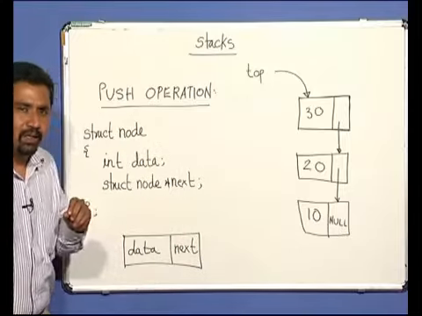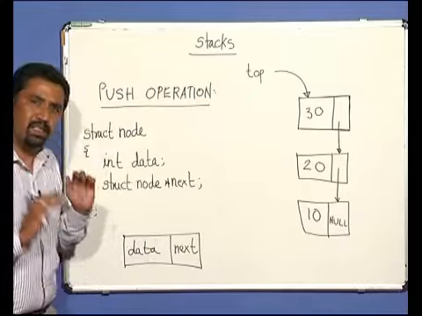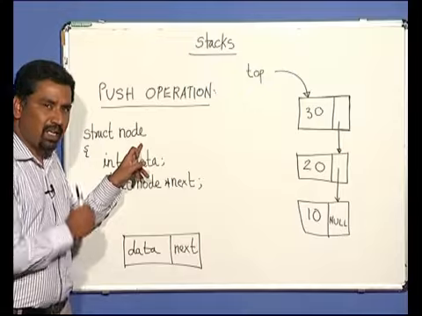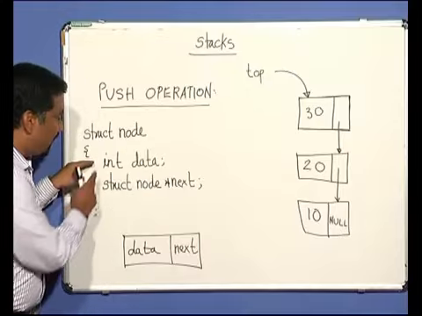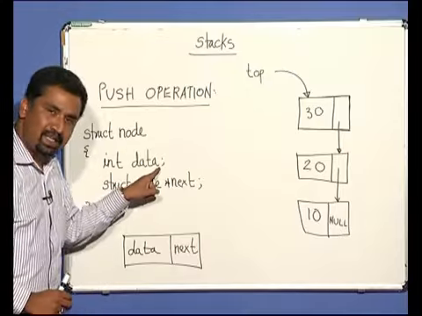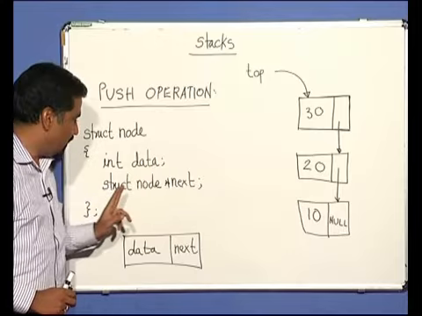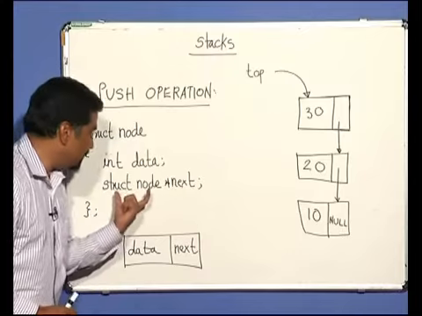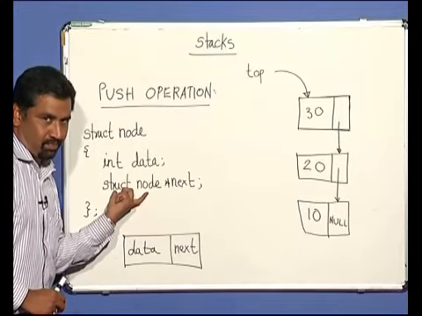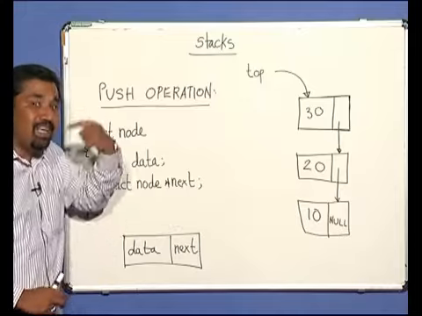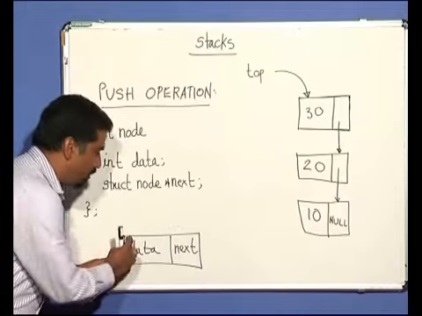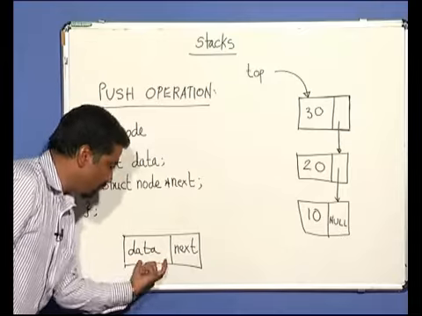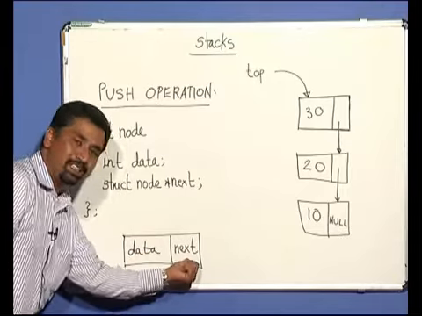Now assume that I have a very simple self-referential structure defined like this. The name of the structure I am giving as node, and there are only two members. One is an integer, the name of which is data. Another one is a pointer, the name of which is next, and the type of pointer is struct node itself. That's what makes this structure a self-referential structure, and you can visualize each node like this having two parts. One is the integer data, the other one is a pointer.